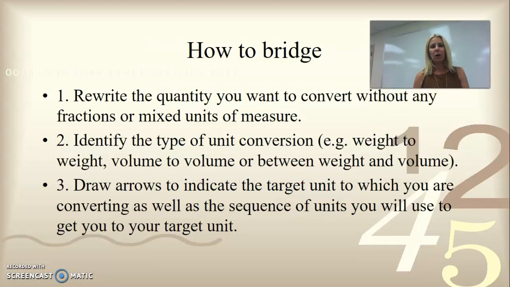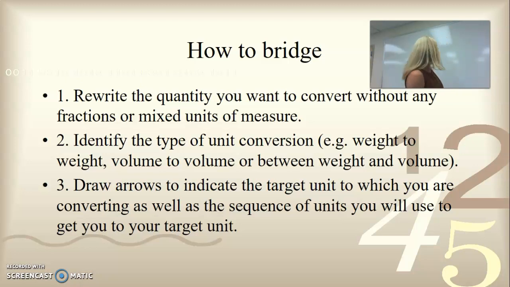So here's how you bridge, and if you follow along in your book, we're going to be starting around page 9. The 7 steps of the bridge are there. I'm going to read them, but the majority of what I'm going to do in this video is demonstrate them. So the first thing you want to do is rewrite the quantity you want to convert without any fractions or mixed units of measurement.